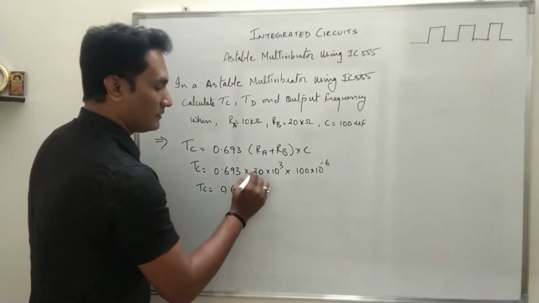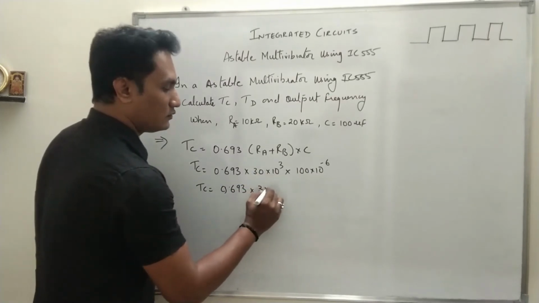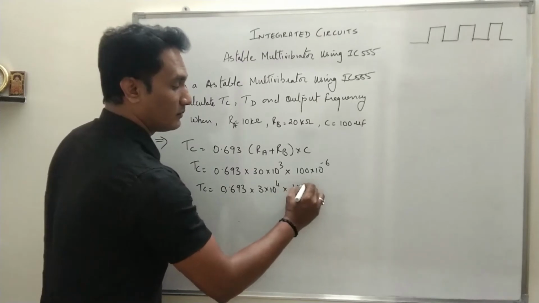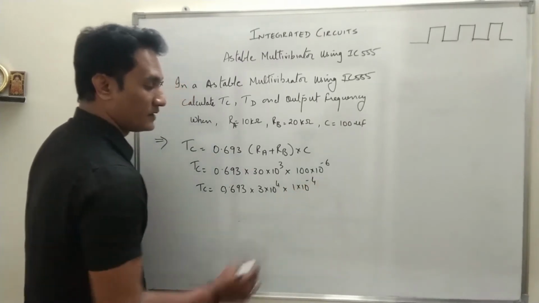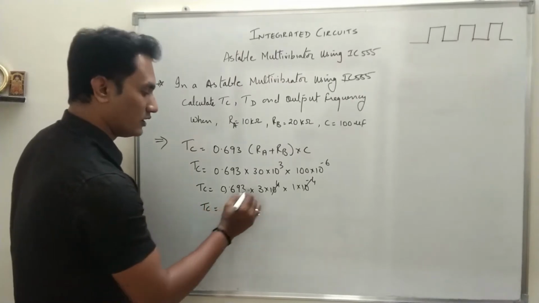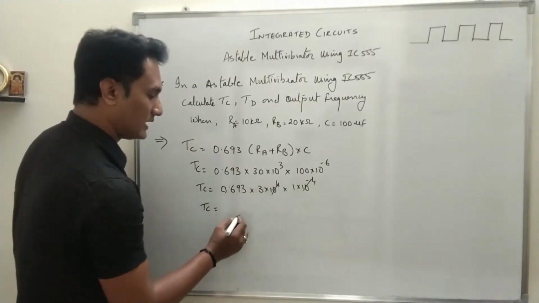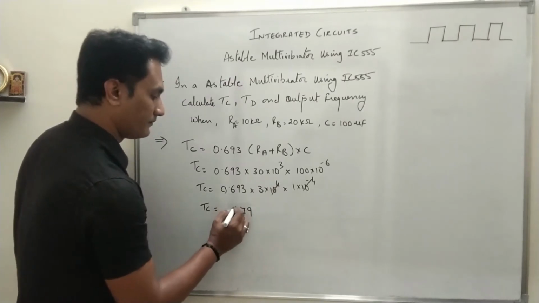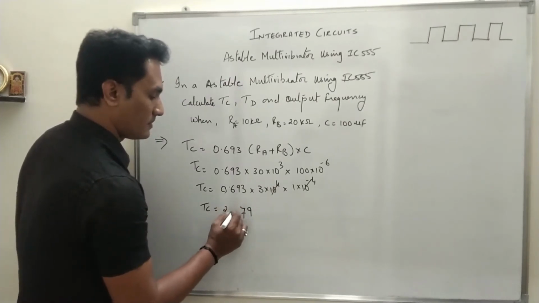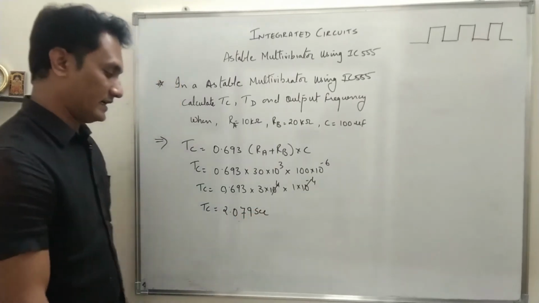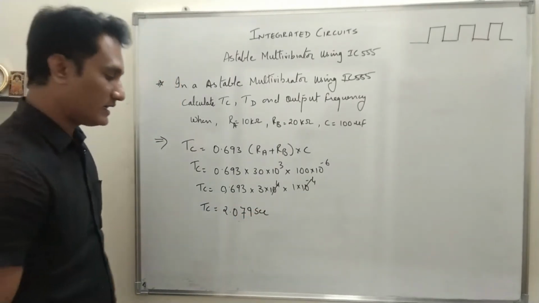0.693 multiplied by, I can write this as 3 into 10 to the power 4, and here I can write it as 1 into 10 to the power minus 4. So this 2 gets cancelled, so TC is equal to 0.693 multiplied by 3, which is 2.079 seconds. Okay, so this is your charging time.